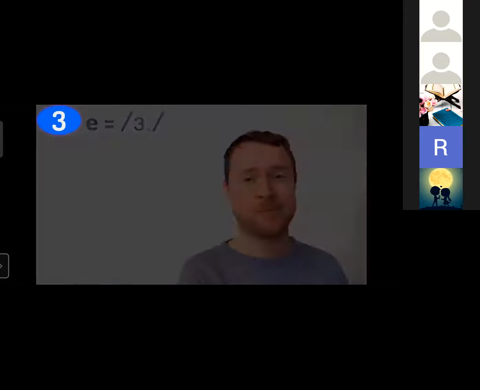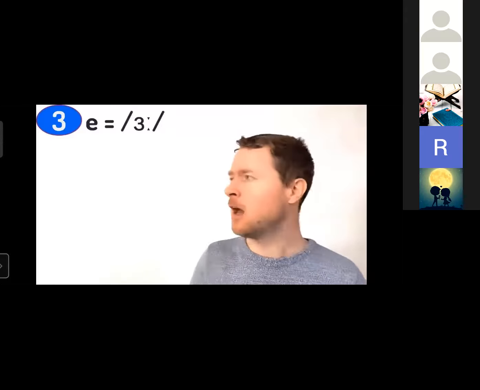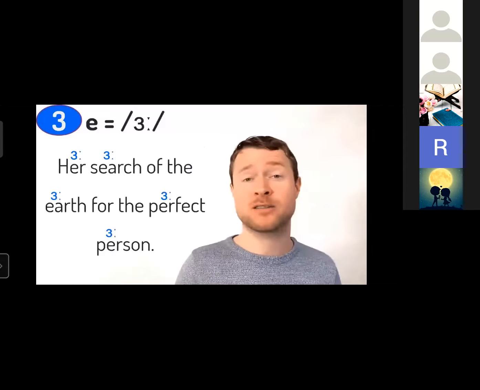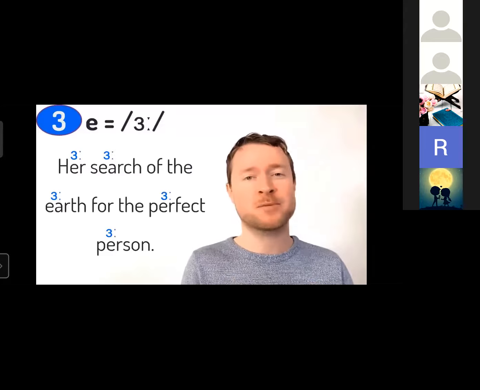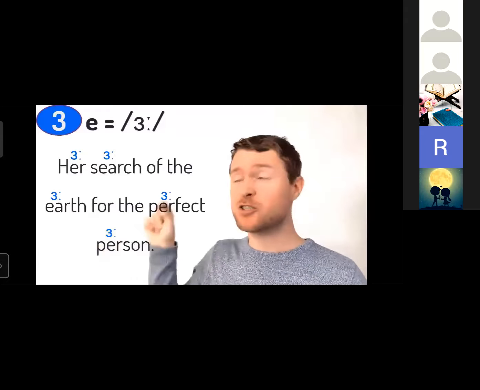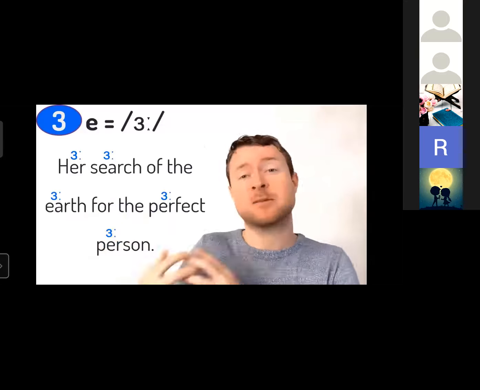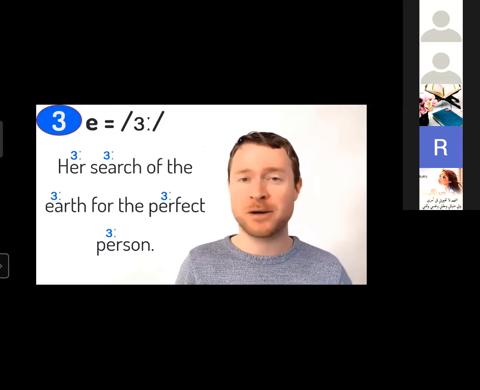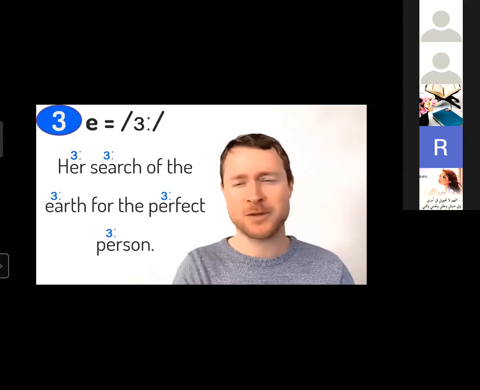Practice this sentence with me to practice that pronunciation of the letter E. Her search of the earth for the perfect person. Okay? Her, got that E-R, search, E-A-R, earth, E-A again, and perfect person. Her search of the earth for the perfect person.